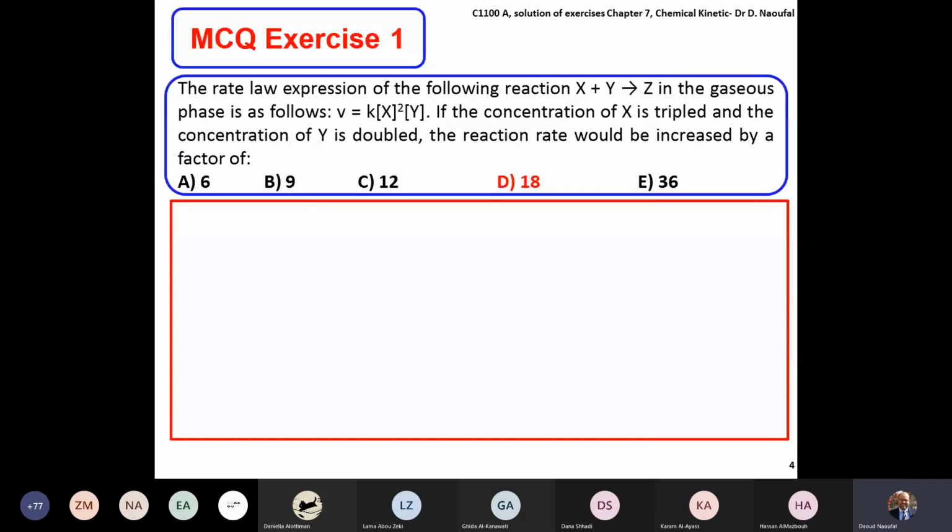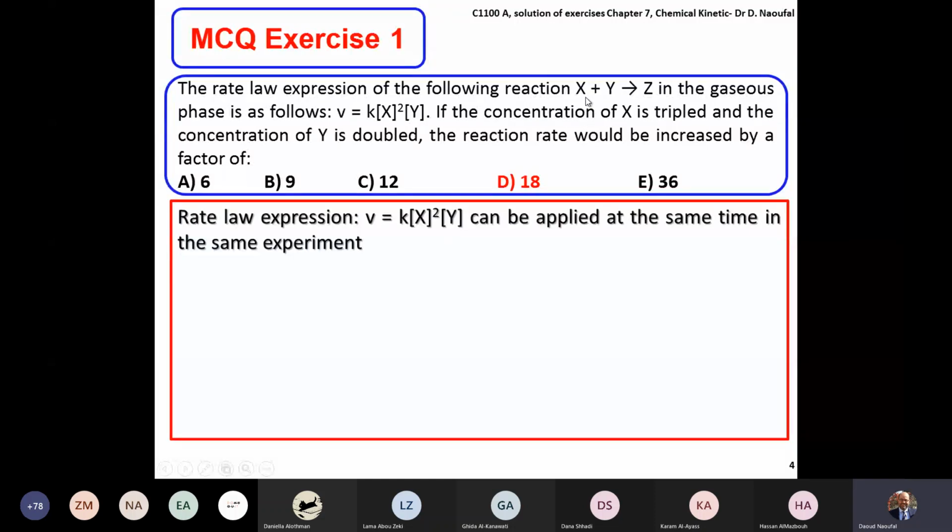MCQ exercise 1. The rate law expression of the following reaction X plus Y gives Z in the gaseous phase is as follows: V equals K X squared times Y to the power 1. If the concentration of X is tripled and the concentration of Y is doubled, the reaction rate would be increased by a factor equal to 6, 9, 12, 18, or 36.